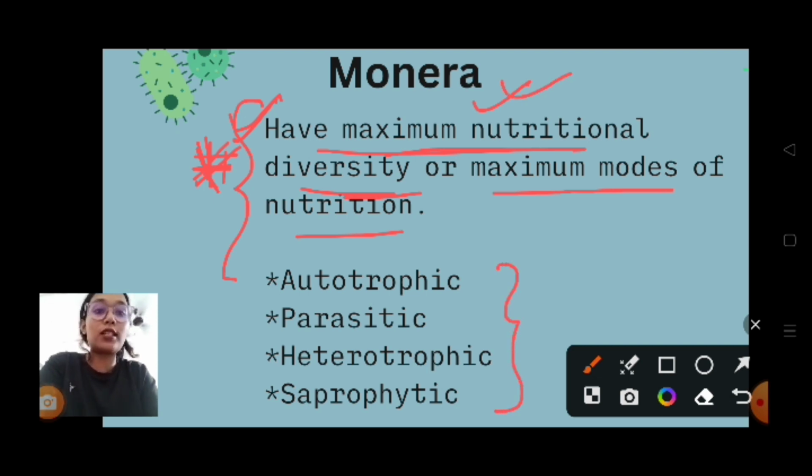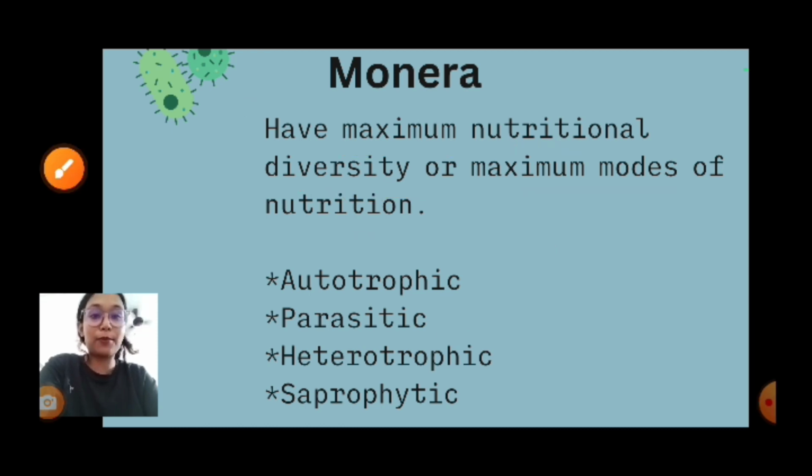Nutritional diversity means what? They can be autotrophic, meaning they make their own food through photosynthesis, so they will have chlorophyll. Parasitic means they need a host body to get their food. Heterotrophic means they depend on others for food. Saprophytic means they feed on dead and decayed matter. All right, getting my point?